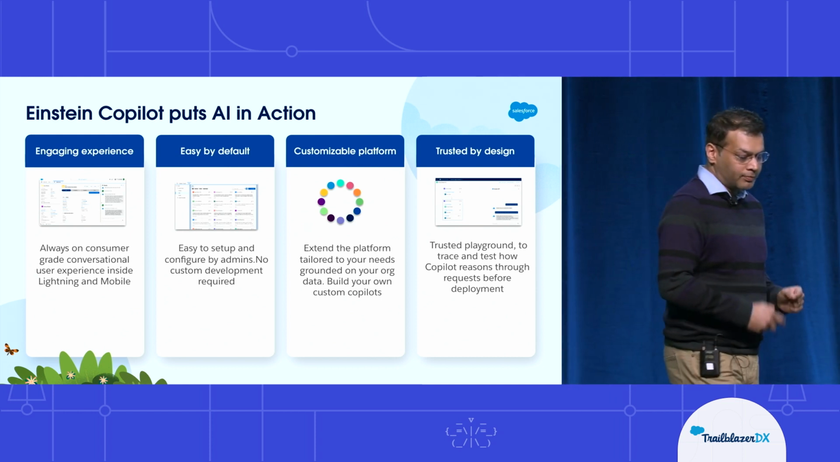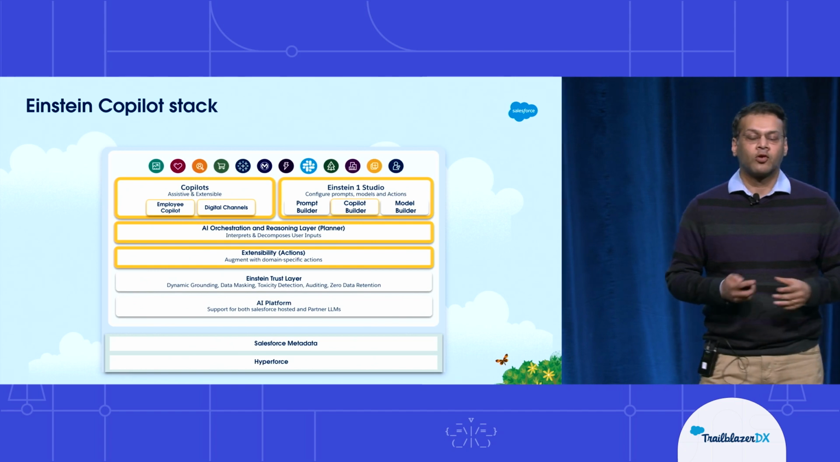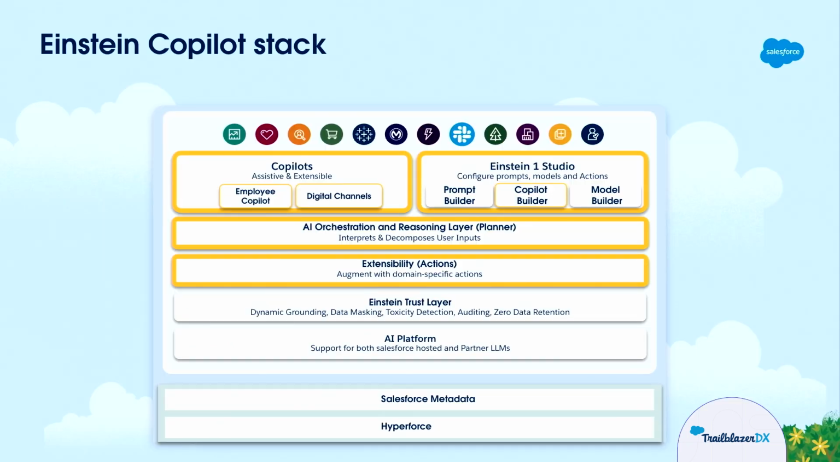But before we go there, let's look at what the Einstein Copilot stack looks like. At the foundation layer, we have Hyperforce, which is our enterprise-scale cloud infrastructure. Then we have the Salesforce metadata. All of the things that make Copilot unique, it is grounded on your Salesforce metadata. We have an understanding of that. So when you ask any question, it understands how to interpret that question.